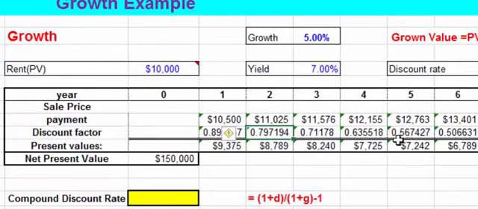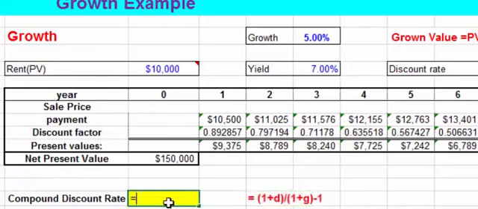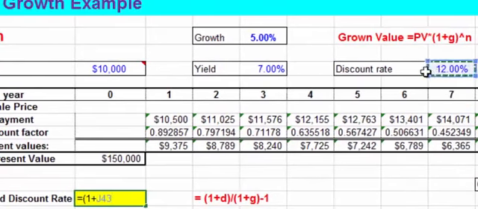Now we can roll that all into a single calculation by using what we're calling in this course, or this program, the compound discount rate. Compound discount rate is what happens when you roll together the discount rate and the growth. The expression for the compound discount rate is here in red. The compound discount rate is 1 plus the discount rate divided by 1 plus the growth rate, minus 1. Let's calculate that. That's going to be equal to, open brackets, 1 plus the 12% in J43 divided by, open brackets, 1 plus the growth rate, which is 5% in cell F41, minus 1.